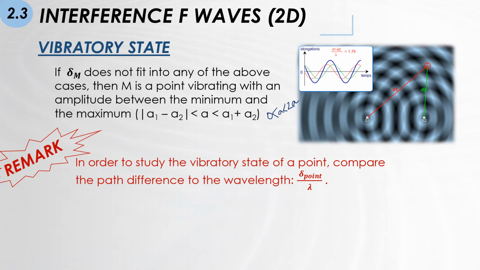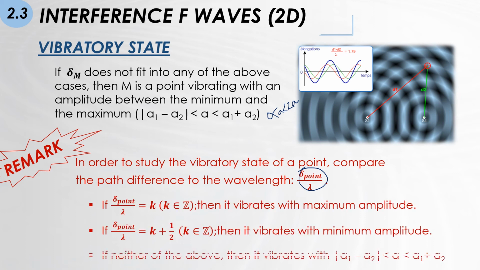Calculate delta, then we can directly compare delta to lambda. If this ratio is a whole number, k, that means this point is a point of maximum amplitude vibration, or constructive interference, CI. If it's k plus half, like 3.5, 6.5, or minus 2.5, then yes, it is vibrating with minimum amplitude, or it is motionless.